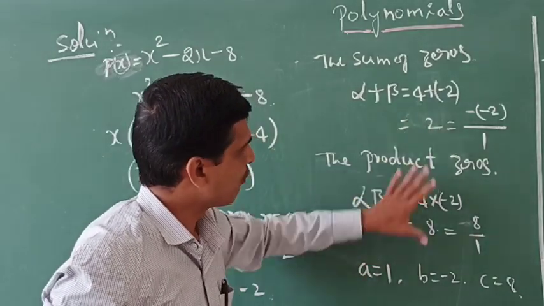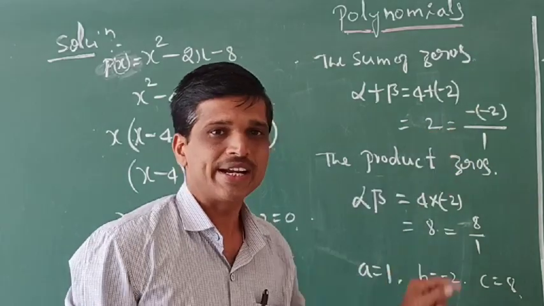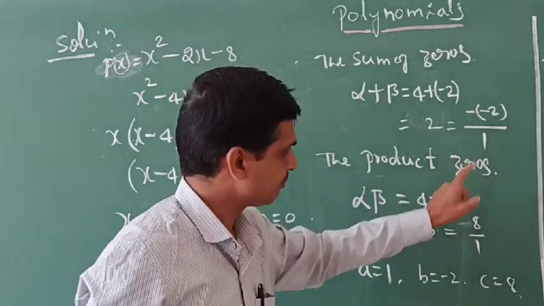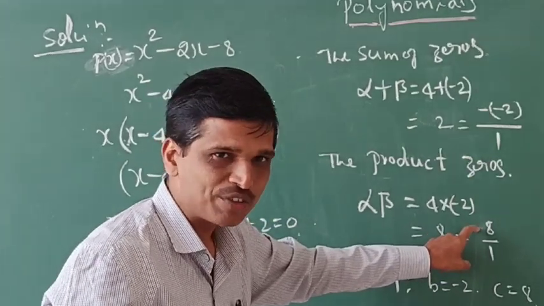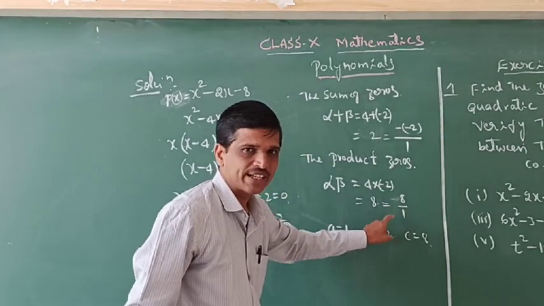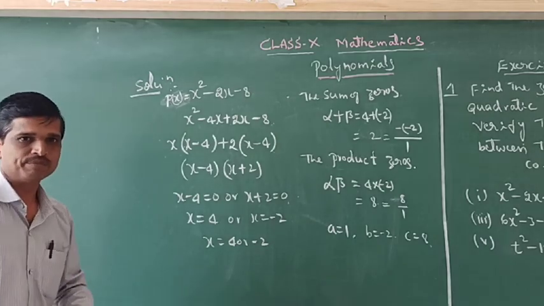Based upon these values, we consider minus b by a, which is the coefficient of x over the coefficient of x square, and this one is only the constant because it is the c value, and this is the coefficient of x. Hence, this is the solution for the first one.